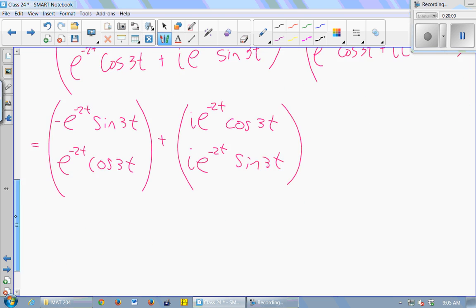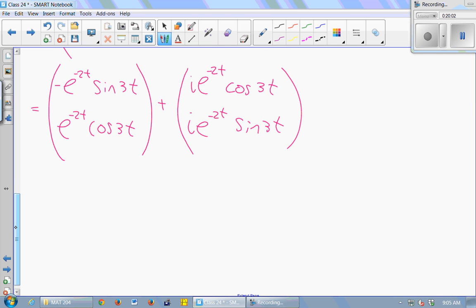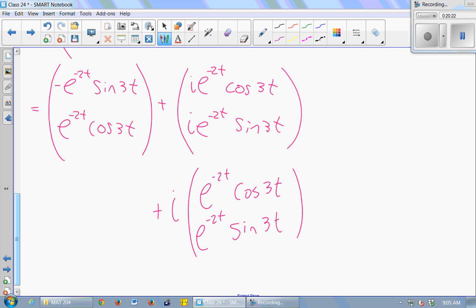Okay, almost there. One last step. In the second vector, there's an i in both components. I'm just going to factor it out. So this is going to become plus i times e to the negative 2t cosine 3t, e to the negative 2t sine 3t. And this one I'm not changing at all.